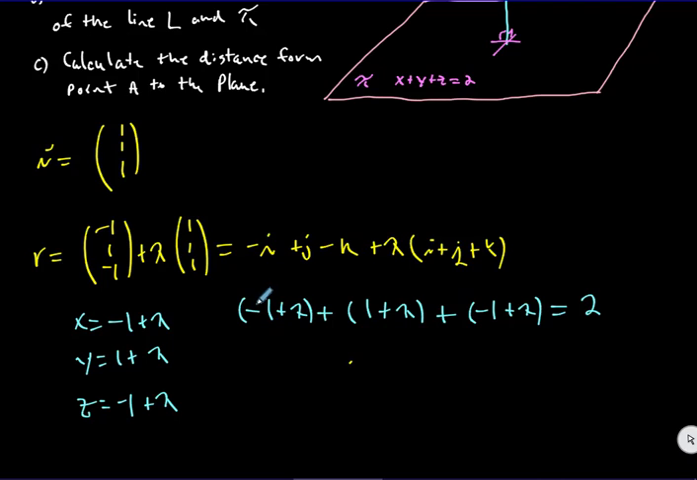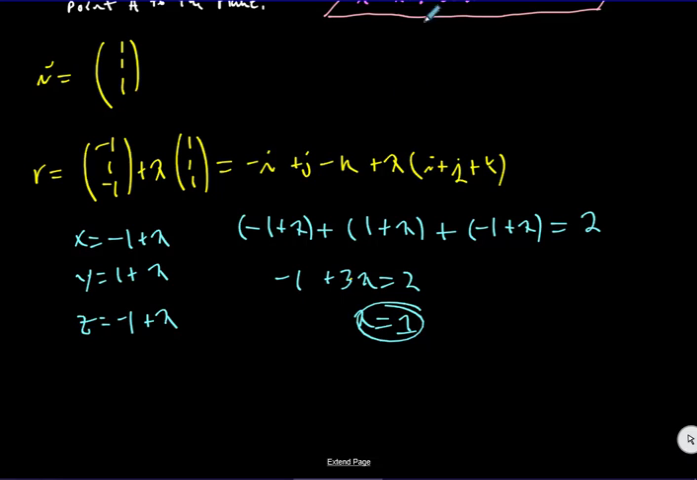And then I can see -1 plus 1 minus 1 gives -1, then I'll have 3 lambda minus 1 equals 2, and then I can add 1, I get 3 lambda equals 3, so lambda is equal to 1. Now I can figure out what this point is using my parametrics over here, right? My x coordinate, when I plug in lambda, is going to be 0. Then my y will be 2, and then I'll get 0 over here, right?